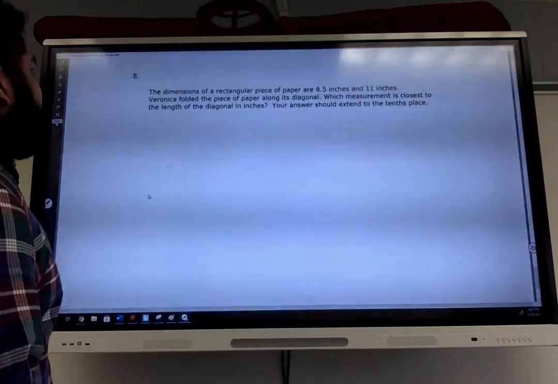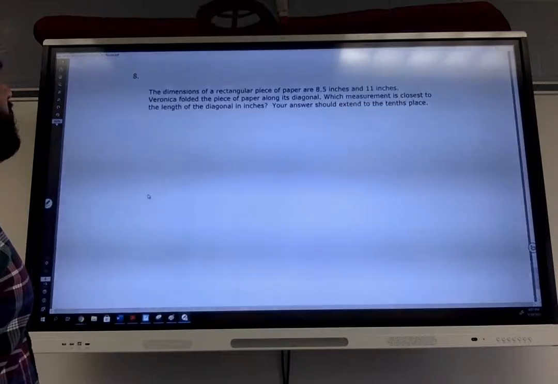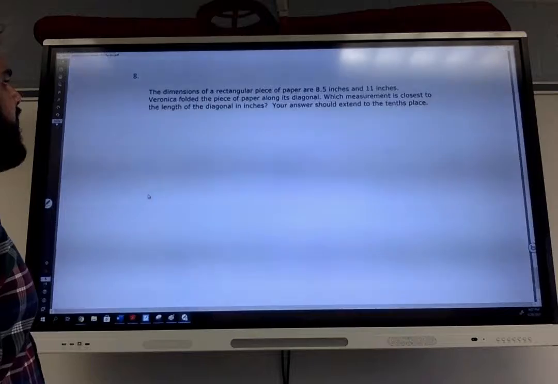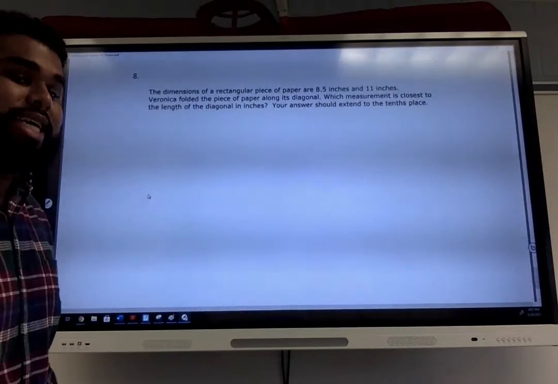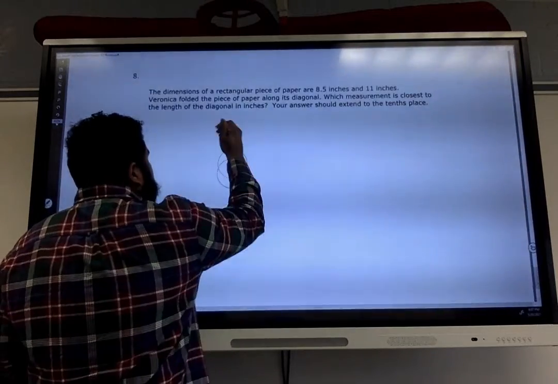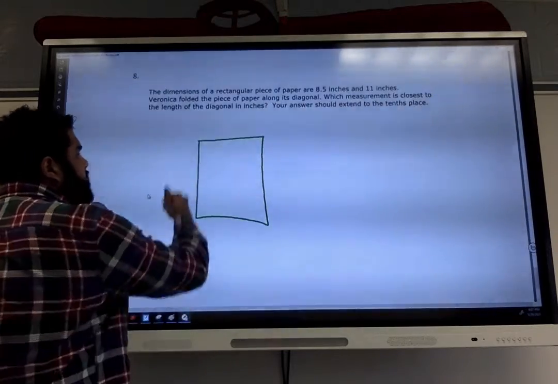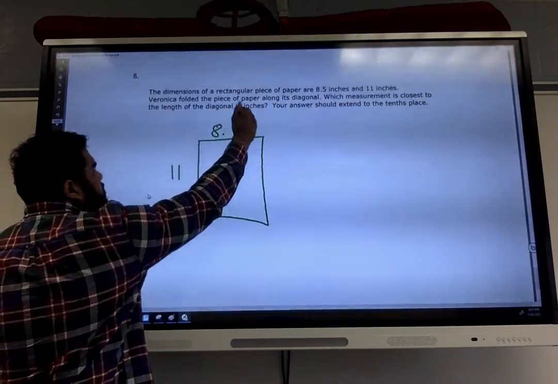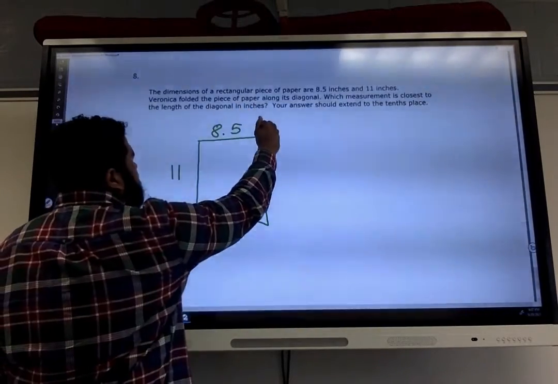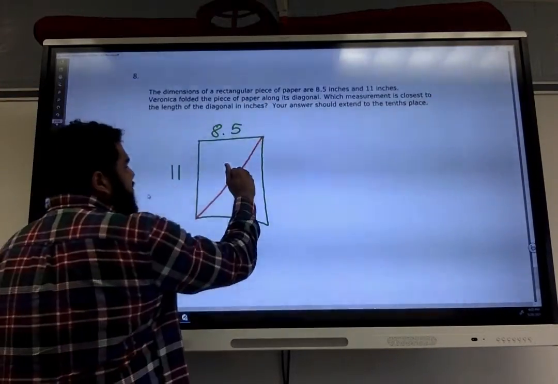Last question. Question 8. The dimensions of a rectangular piece of paper are 8.5 inches and 11 inches. Veronica folded the piece of paper along its diagonal. Which measurement is closest to the length of the diagonal in inches? Your answer should be to the tenths place. So they're saying that a normal piece of paper is like this, with the dimensions of 11 inches and 8.5. So Veronica is folding it along the diagonal. Basically, she's folding from corner to corner. She wants to know how long that diagonal is.